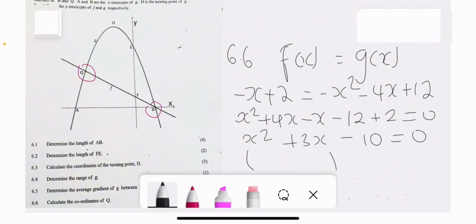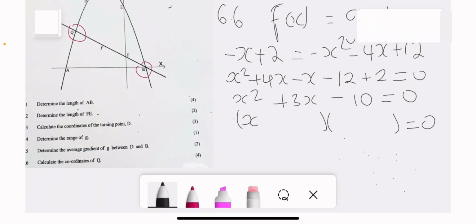Then we factorise the equation: x and x. The factors of negative 10 that will give a difference of 3 are 5 and 2. So 5 times 2 is 10. The 10 is negative, then the 3 is positive, so the larger one must be positive: plus 5, minus 2. x is equal to negative 5, or x is equal to 2.